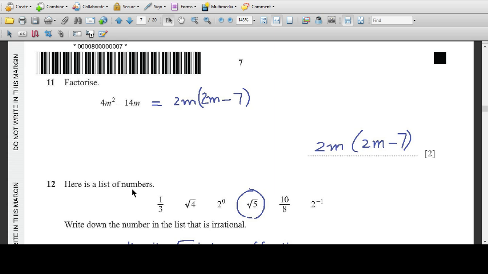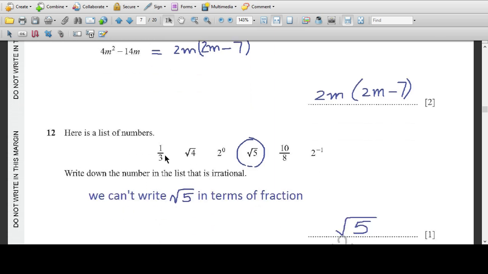Now here is the list of numbers: 1/3, under root 4, 2 power 0, under root 5, 10/2, 2 power minus 1. Write down the number in the list that is irrational. So this 1/3 can be written as a fraction. This under root 4 is basically 2, value 2. 2 power 0 is 1. Under root 5 cannot be written in this form, 1/3 as a whole. So this is an irrational number.